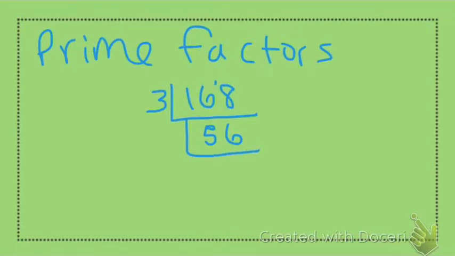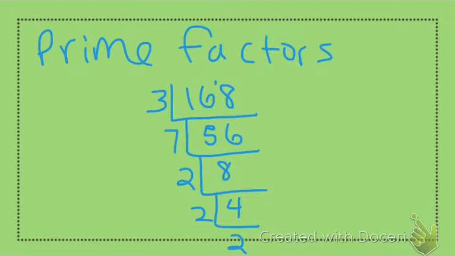But 56, I know 8 and 7, and 7's prime. So that's nice. And then 2, and 2, and 2. Okay. So here are all my prime factors: 3, 7, 2, 2, and 2.